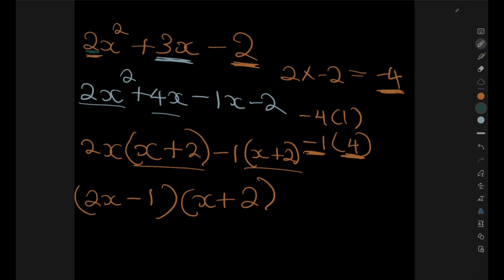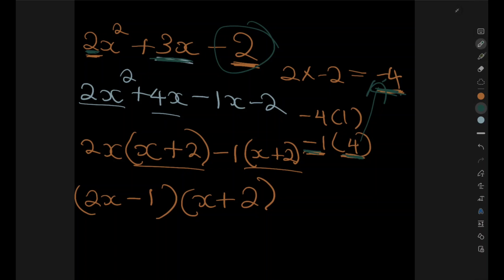So if we don't have a common factor, what we do is we take 2, which is the coefficient in front of the x squared, and negative 2, and we multiply them together and we get negative 4. So now we need to look for factors of negative 4 that, if we add them together, give us plus 3x. And we know that those two values are negative 1 and 4. If we multiply negative 1 and 4, they give us back our minus 4, and if we add them together, they give us 3.